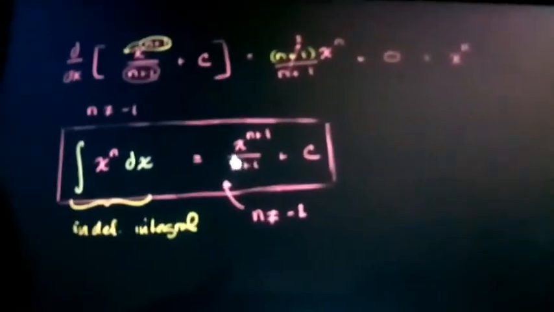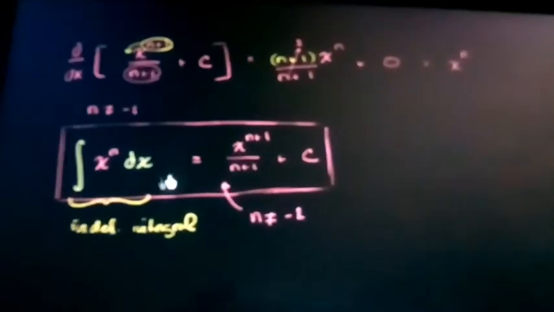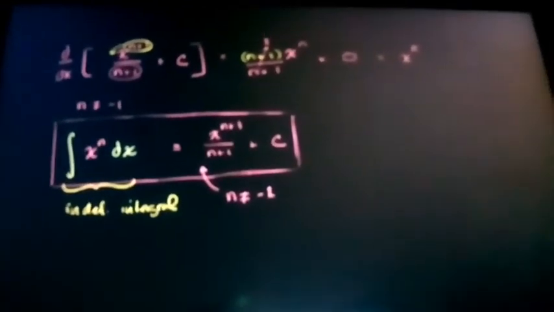Let me make that very clear. n does not equal negative 1. Once again, this thing would be undefined if n were equal to negative 1. So let's do a couple of examples just to apply this. You could call it the reverse power rule if you want, or the anti-power rule.